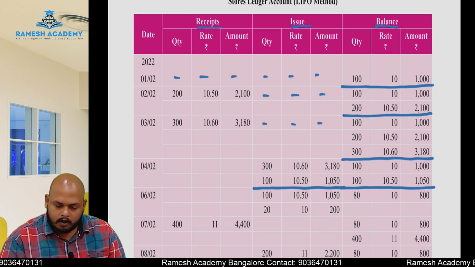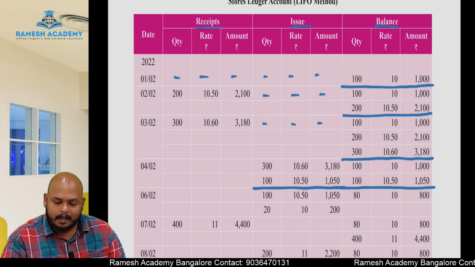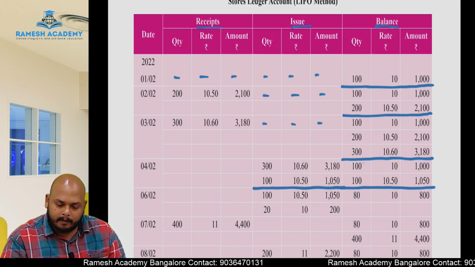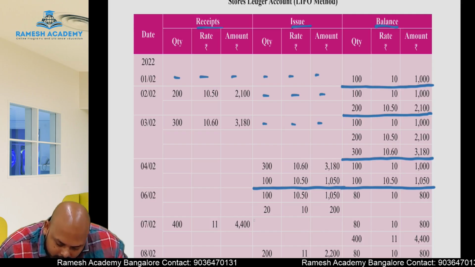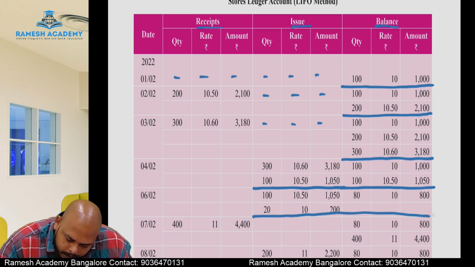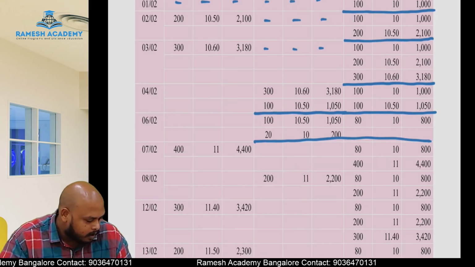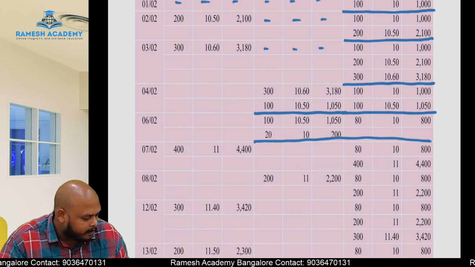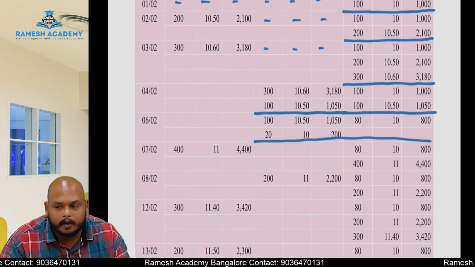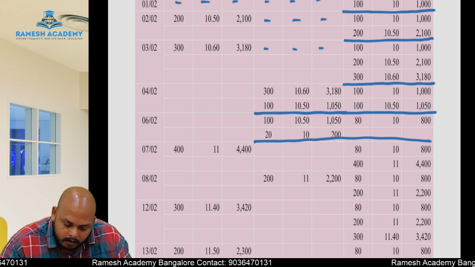Last in first out. So first we have to issue 100 units at the rate 10.5. Then from the remaining 100, we have to take 20. So balance will be how much? 80. Next. 7th February 2022, received how many units? Received 400 units. What is the price per unit? 11. So same we can continue.